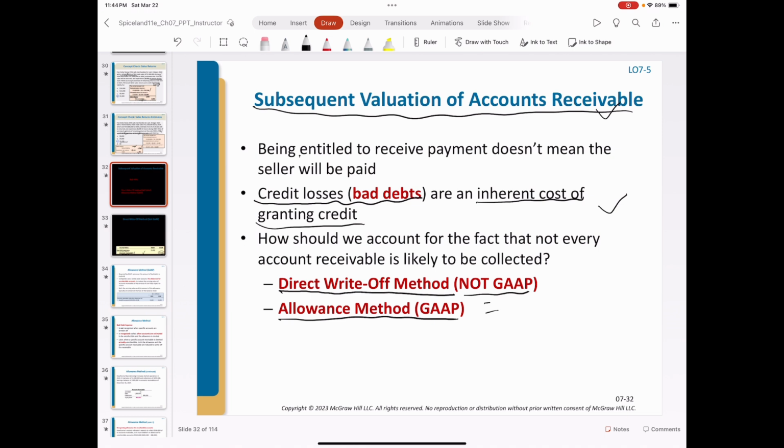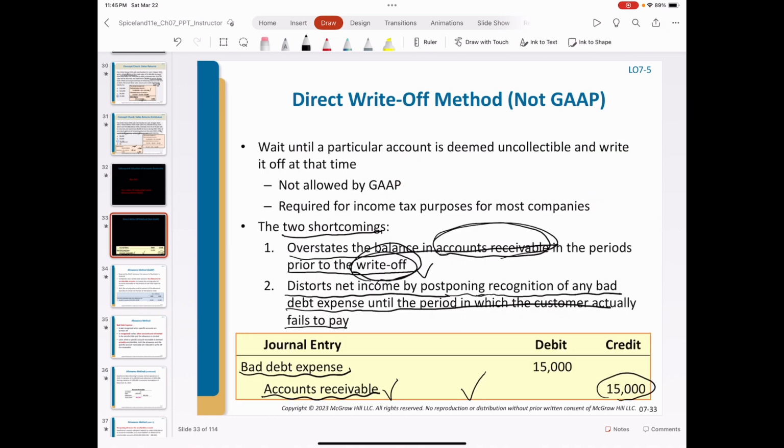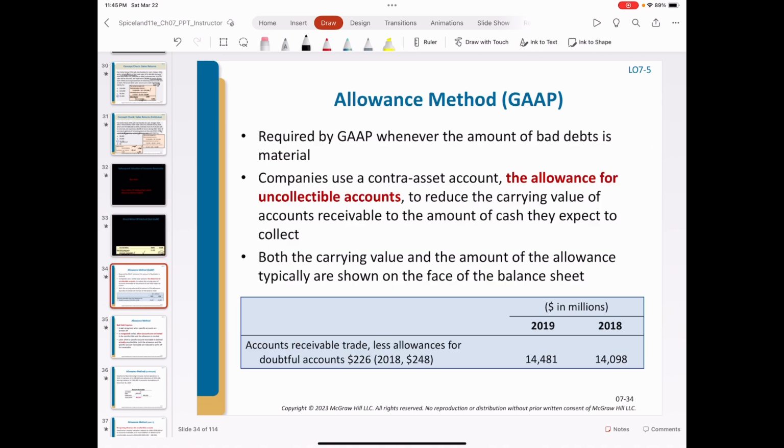We will estimate the amount of receivables that could become bad debt in the future. This will mitigate the overstatement of accounts receivable under the direct write-off method. The allowance method means we do not directly credit accounts receivable. Instead, we use a contra asset account called allowance for uncollectible accounts. I also call it allowance for doubtful accounts.